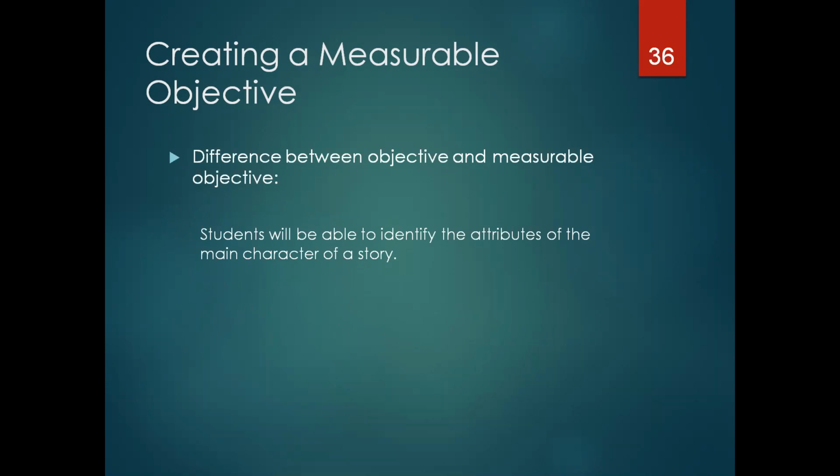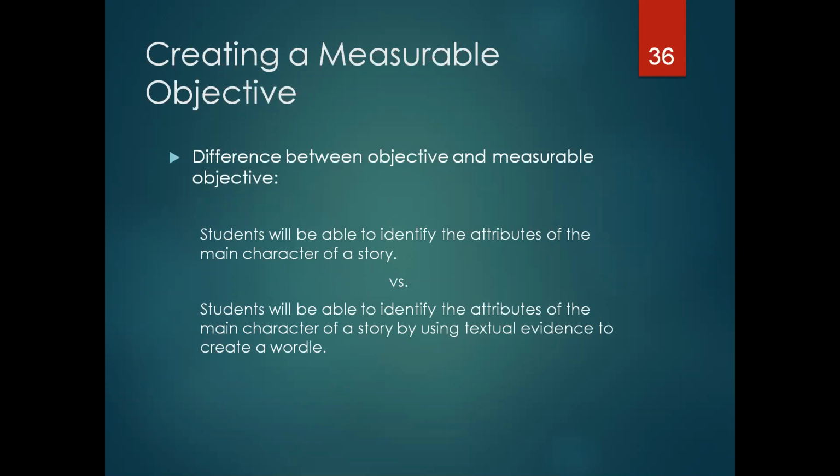Here's an objective. Students will be able to identify the attributes of the main character of a story. This is something you might see if you walk into a classroom, any classroom in California, posted up in front. Today students will be able to identify the attributes of a main character of a story. Great. How are they going to do that? Now, for me in my school as a principal, I've always asked my teachers to give me a by statement. Well, students will be able to identify the attributes of the main character of a story by using textual evidence to create a wordle.